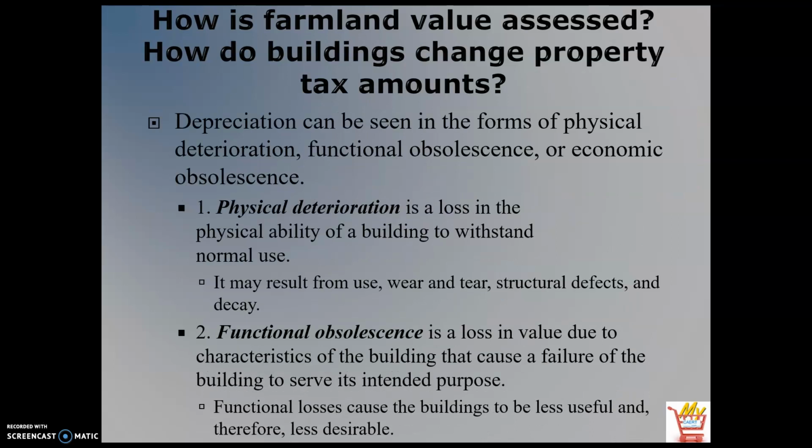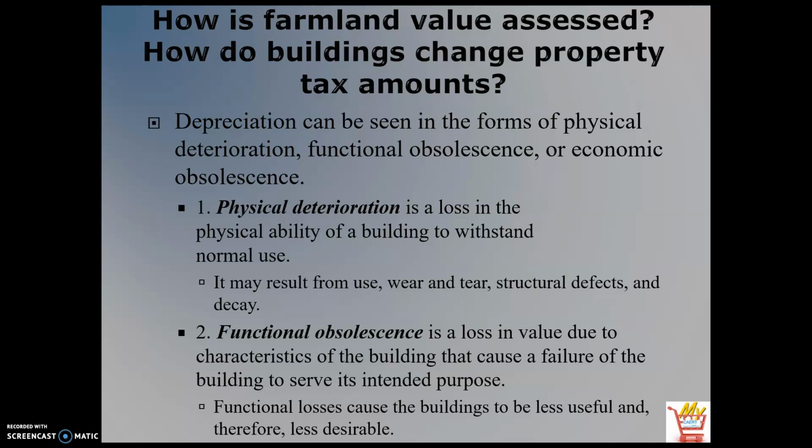So there's several different types of depreciation that we see. It can be seen in forms of physical deterioration, functional obsolescence, or economic obsolescence. So obsolescence is basically the process of becoming obsolete. The big word to just say it's obsolete now. So the first is physical deterioration.